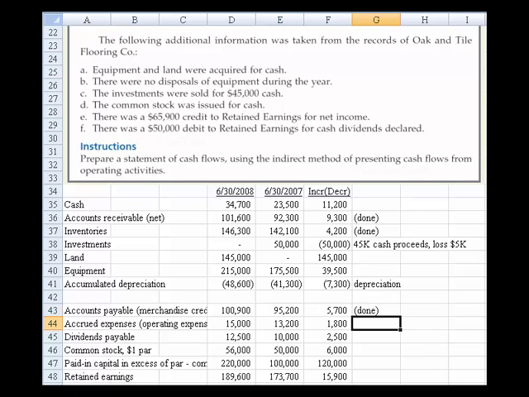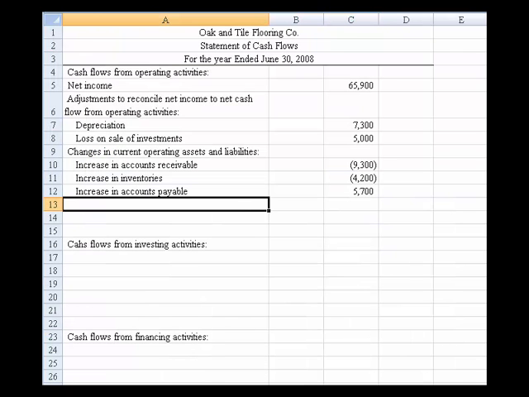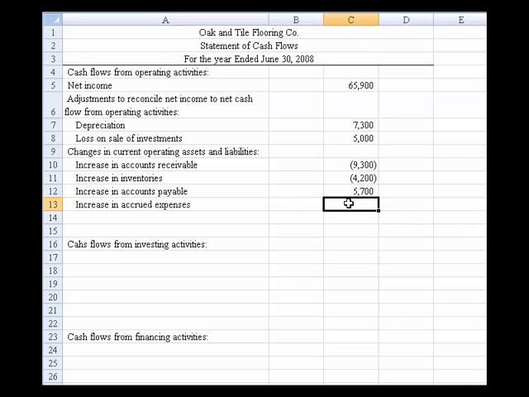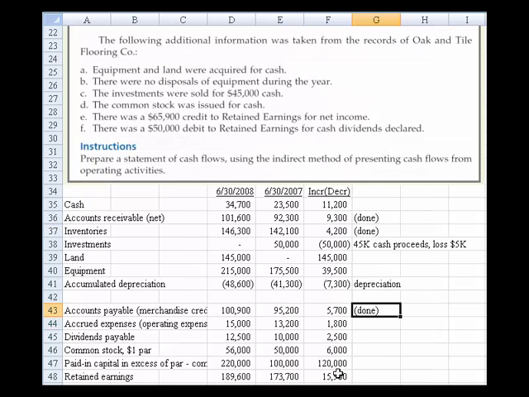Accrued expenses also went the same way. So well, we have lots of increases. Increases in accrued expenses. And I'll indent that again so it lines up. And the dollar amount there was $1,800. Okay, so now if I copy there, that one's done. And what else? Do we have any other items to consider?